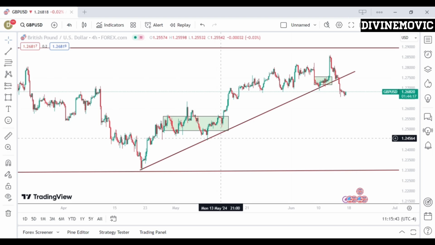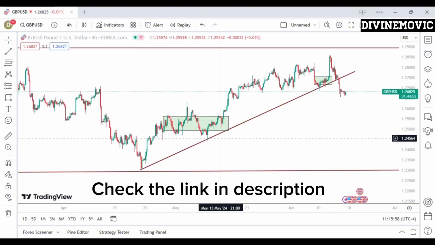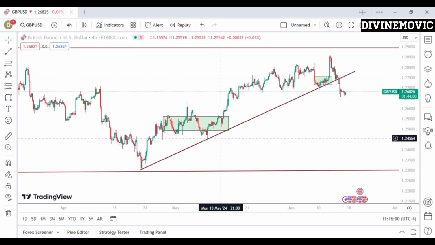There are basically about four types of supply and demand zone. We have the rally base rally, drop base drop, drop base rally, and rally base drop. These are basically the four types of supply and demand. I have a very separate video where I explain this in detail. You can go back to my previous videos and understand how it works. Now, what we want to do now is refine these zones to see a possible entry or a possible reason for us to enter a buy or a sell.